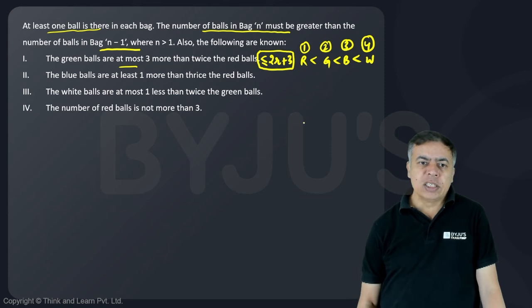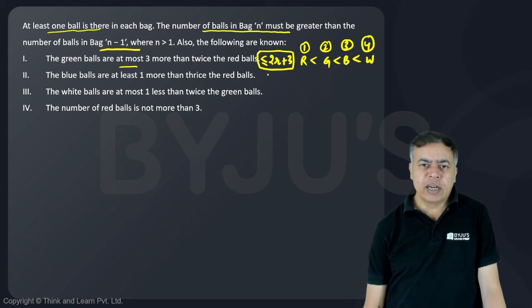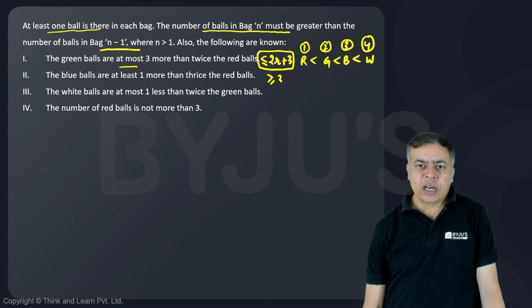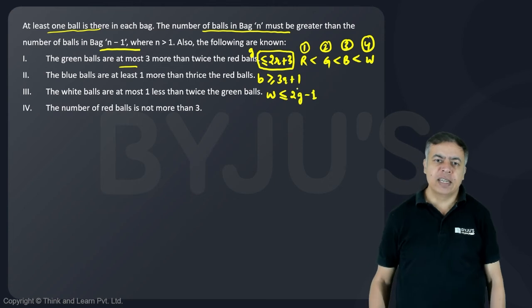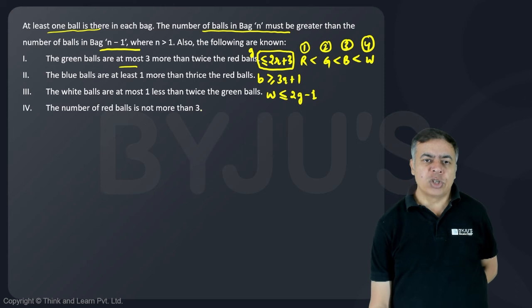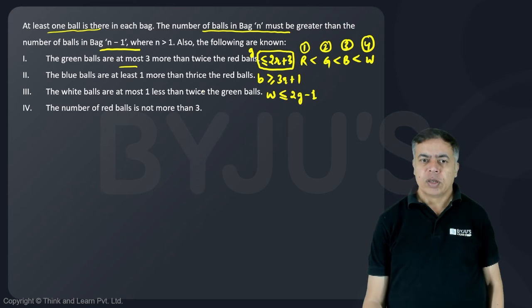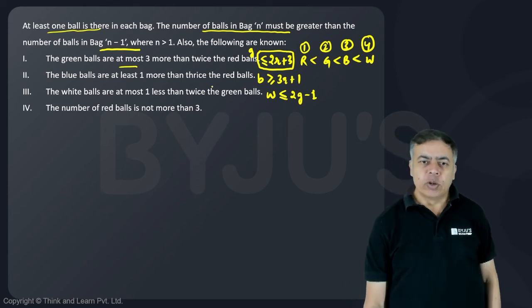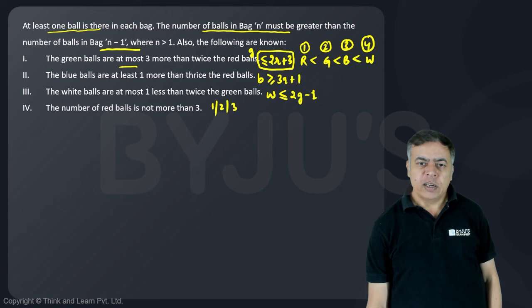Blue balls are at least one more than, that means greater than equal to thrice red plus 1. Okay, so this is the condition for blue balls, this is the condition for green balls, and here white balls are at most, that is less than equal to twice green minus 1. Okay, 1 less than twice the green. So these are the conditions given, and the number of red balls is not more than 3. So that means red can be only 1, 2 or 3.